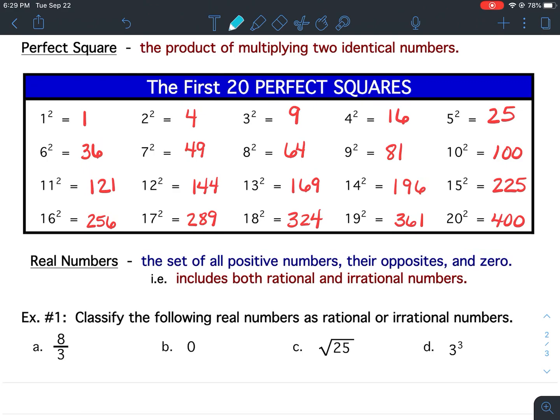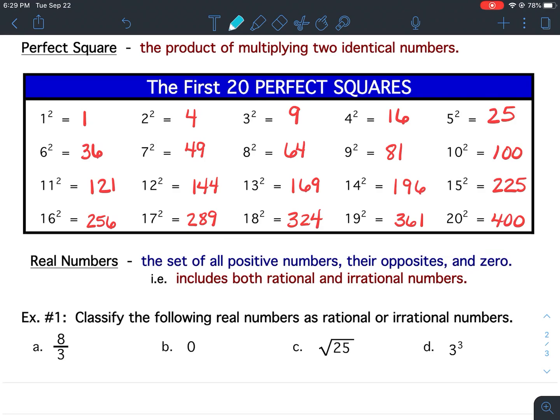Okay, so if I take the square root of any one of those numbers that you just wrote down, you would get a rational answer. If I take the square root of 64, it's going to be 8. Therefore, it's a rational number. If I take the square root of 361, it's going to give me 19. Therefore, it's a rational number.